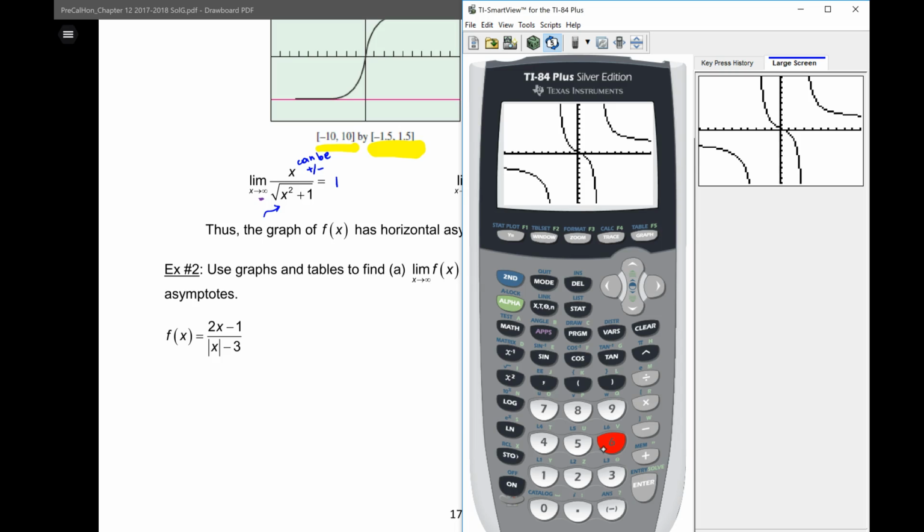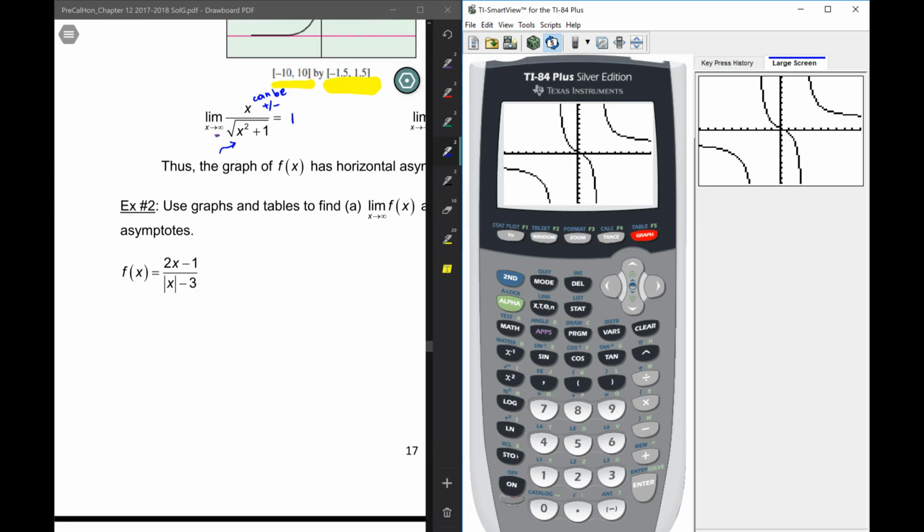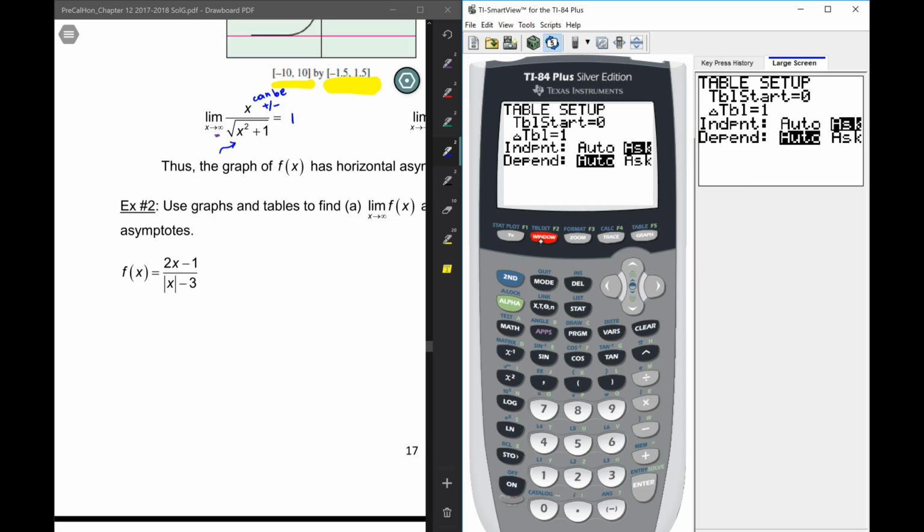Or I want you guys to get used to this. So take out your calculators for a minute and follow along here with me. What we're going to do is explore the table. So what I want you to do is press second window. That's the table setup. And here you have independent and dependent values.